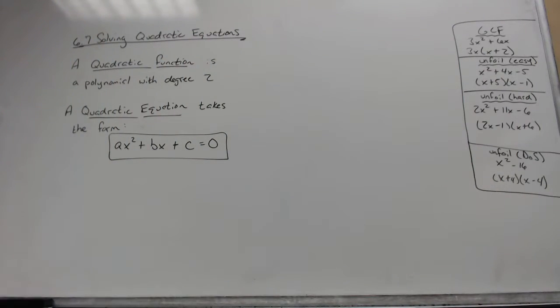Let's take a look at the end of chapter 6 here. This is the last section, the culmination of what we've been doing in chapter 5 and chapter 6. All right, so 6.7 is called solving quadratic equations.